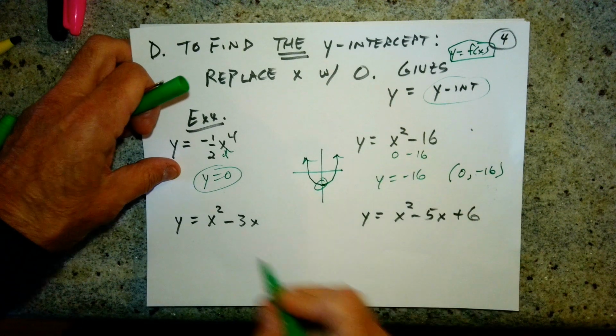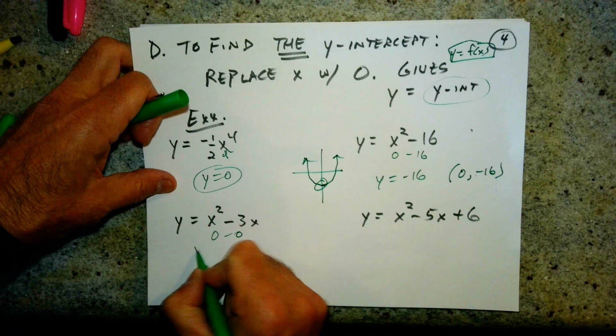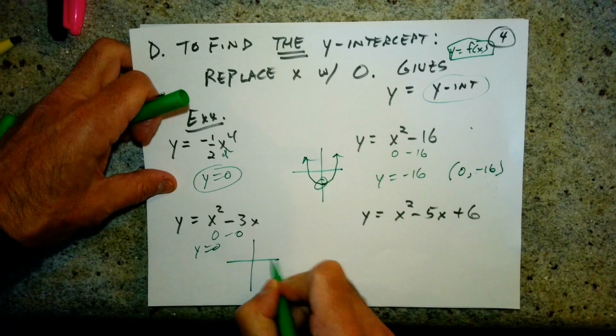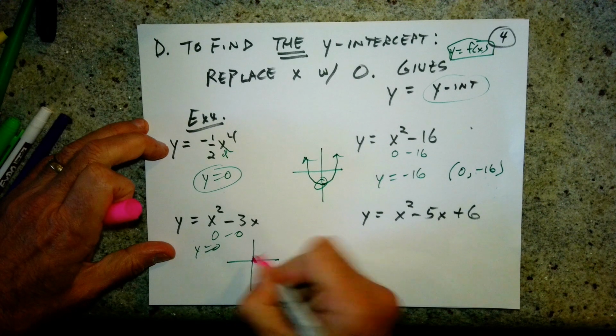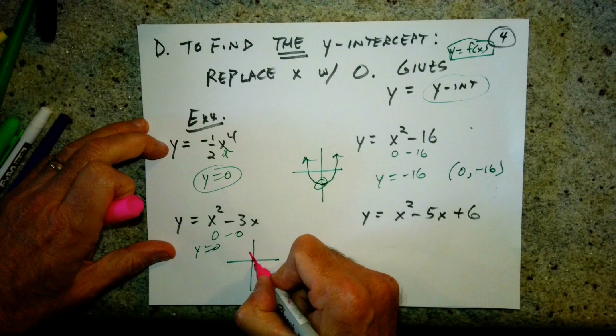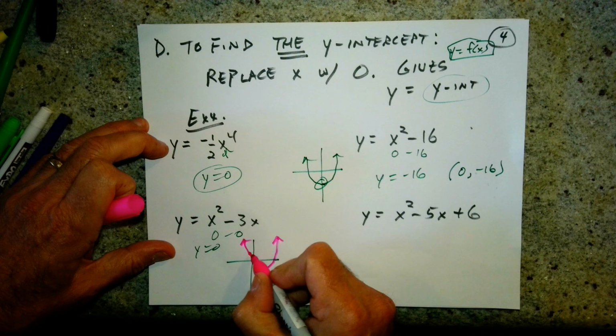And there it is. Okay? This one here, replace x with 0, and you get 0 minus 0, y equals 0, goes through the origin again. And this graph looks like this. Let's see, there, near the origin, negative slant, becomes a positive parabola, upward parabola, so there.